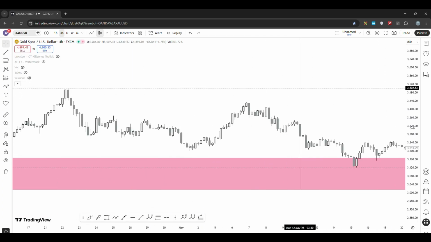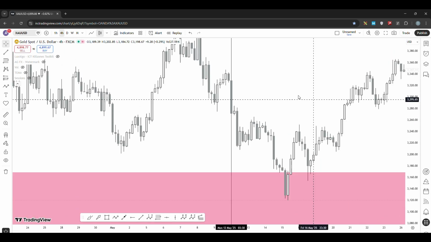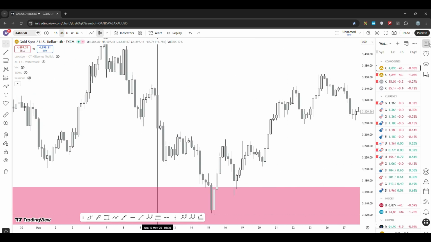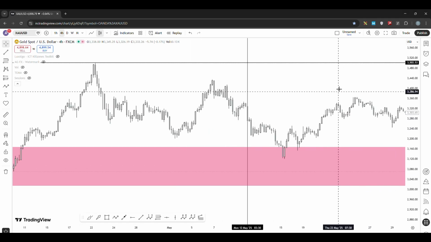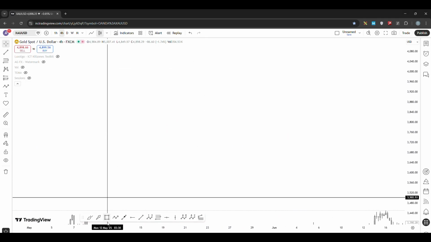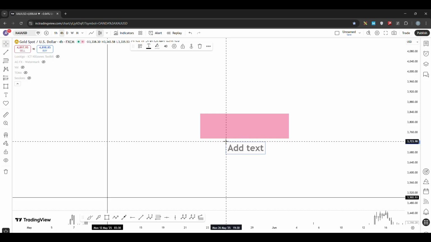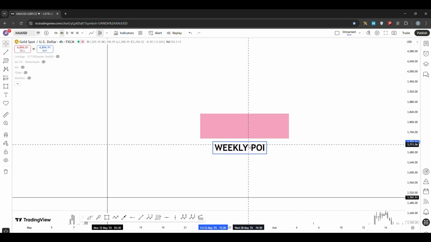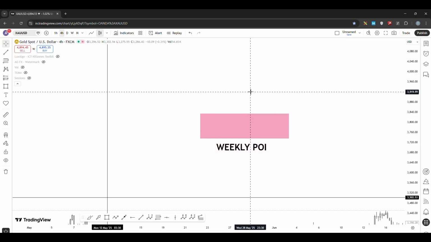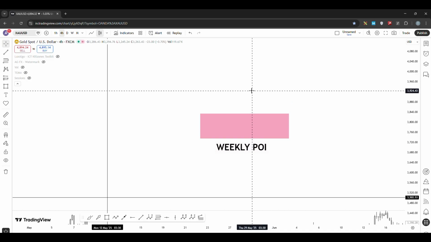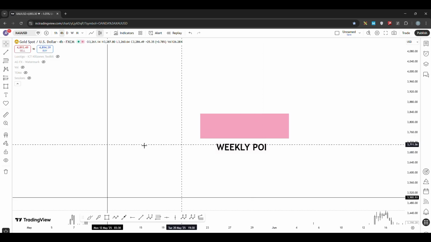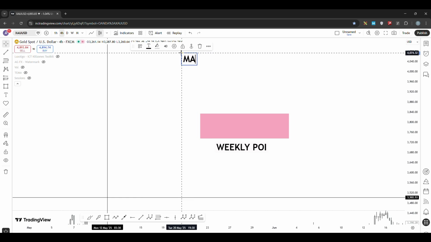So in the 4 hour, now let's talk about the entry model. In the 4 hour, what we want to see is market structure shift. That means, let's say we have got the weekly POI. Doesn't matter what POI it is, for any POI you will use the same entry model. For all time frames, for all the POIs, you will use the same entry model. So this entry model is called market structure shift.